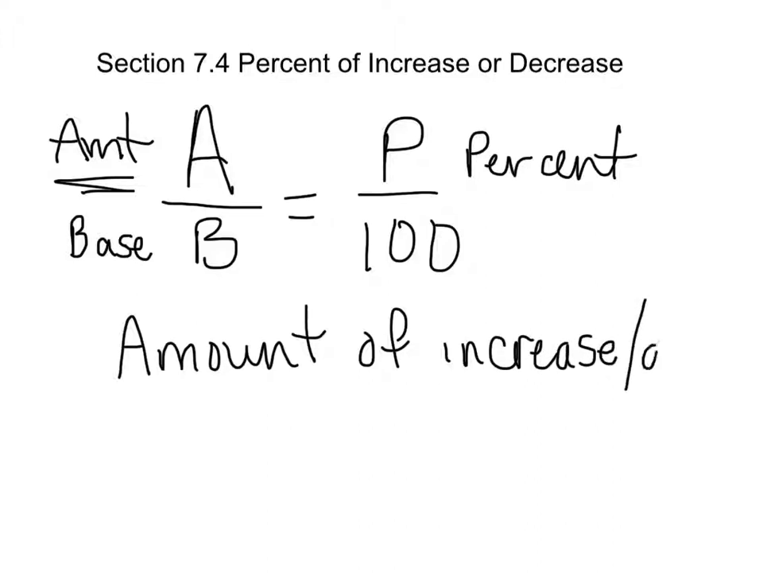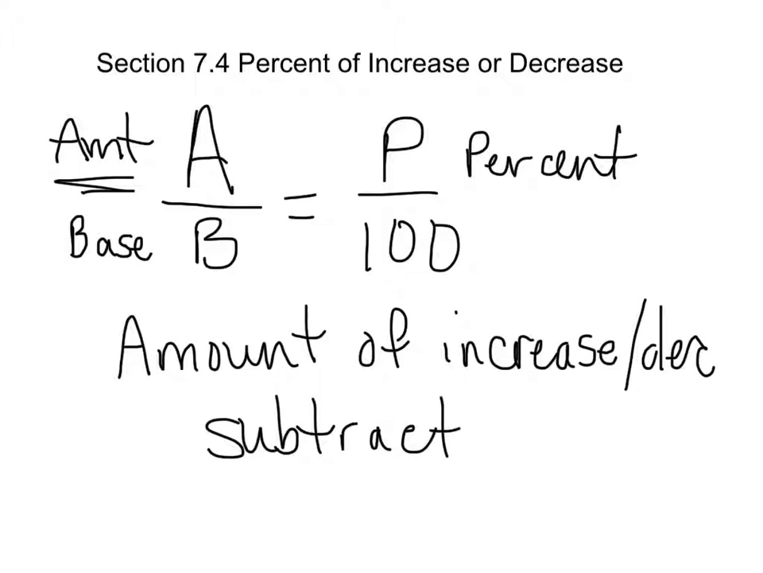And how we do that is we have to do some subtraction first. We have to subtract the original price from the new price, or the original wage from the new wages, or the price of gasoline a month ago subtracted from the price of gasoline now. So you have to do some subtraction in order to find that amount to use for your A. And then your base is going to be the original amount, or the starting amount. So that's what you're going to want to remember for your base.